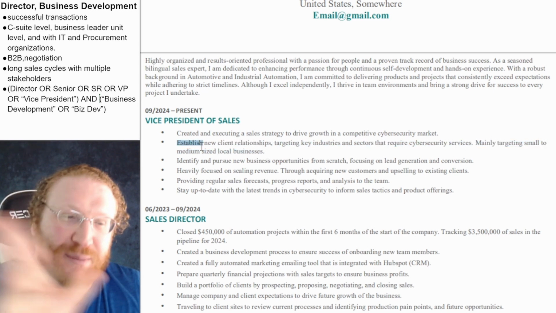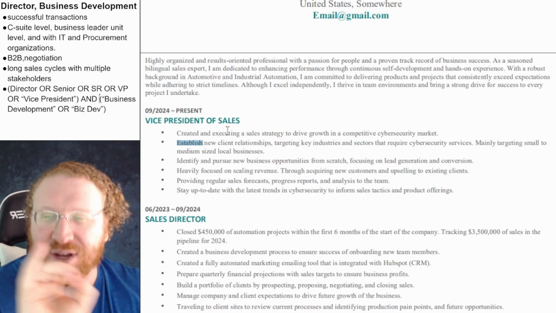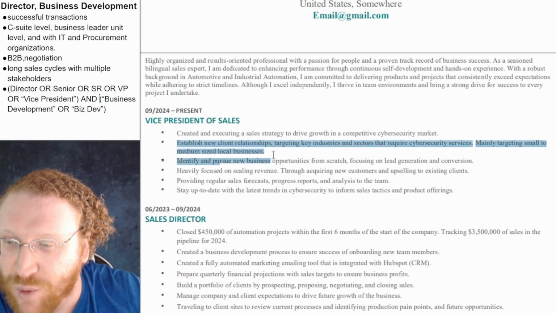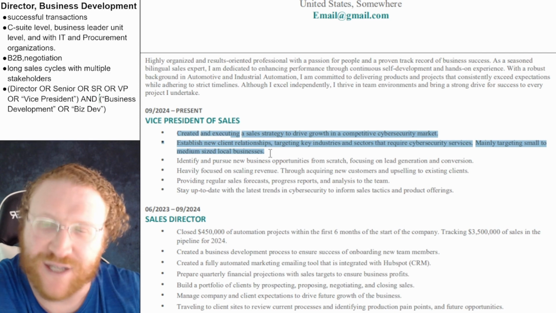Also, it should be established. Everything should be past tense, not current tense, even if you're still at the job. I know that's weird. It just flows better. This should also be one sentence, but I mean, in general, I know there's a lot of things I'm saying to fix on this.